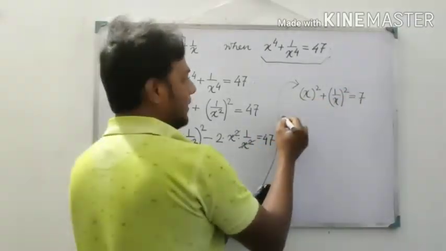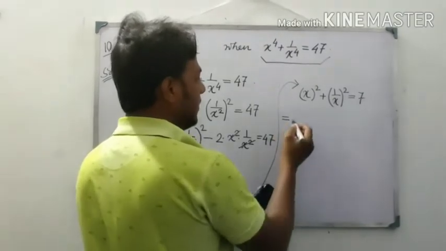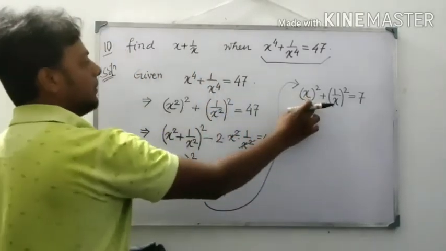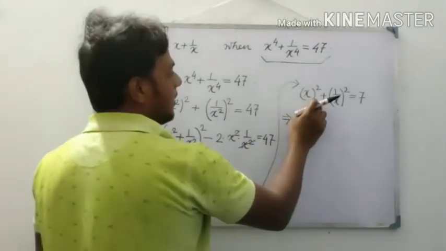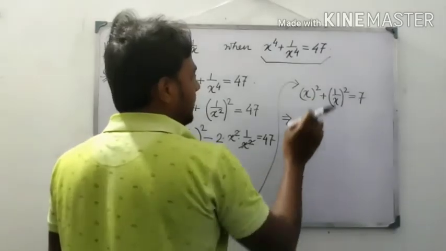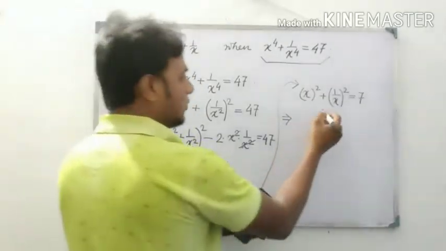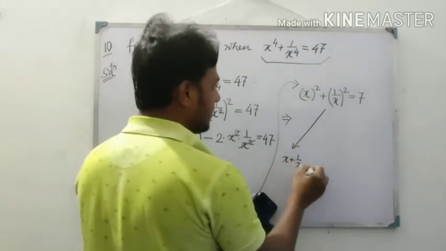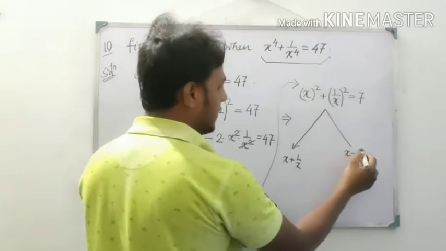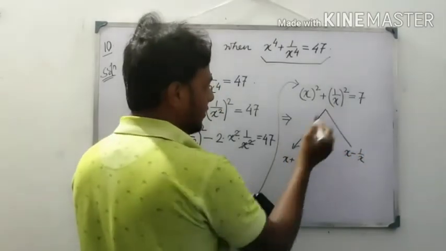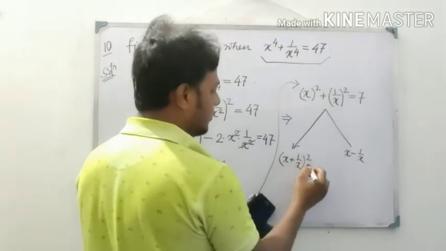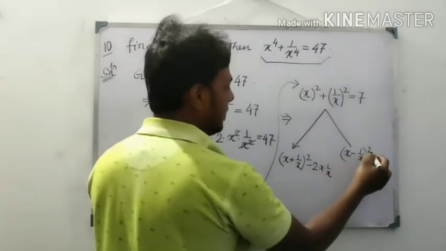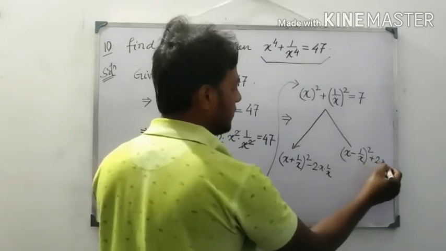Now again apply a plus b into a minus b. Okay, so from this line we can go along two directions. One is for x plus 1 by x, another one is x minus 1 by x. Since there are two formulas: x square plus 1 by x square means (x plus 1 by x) whole square minus 2 into x into 1 by x, and this means (x minus 1 by x) whole square plus 2 into x into 1 by x.